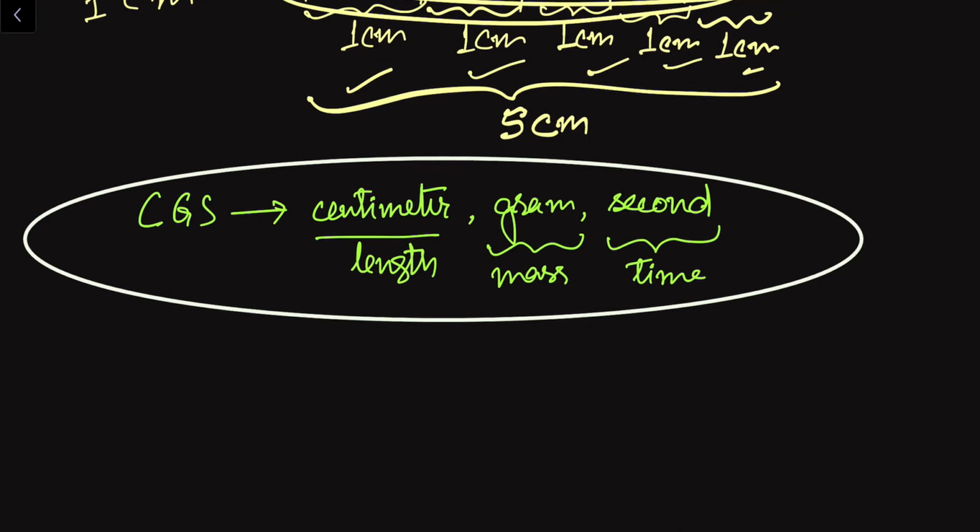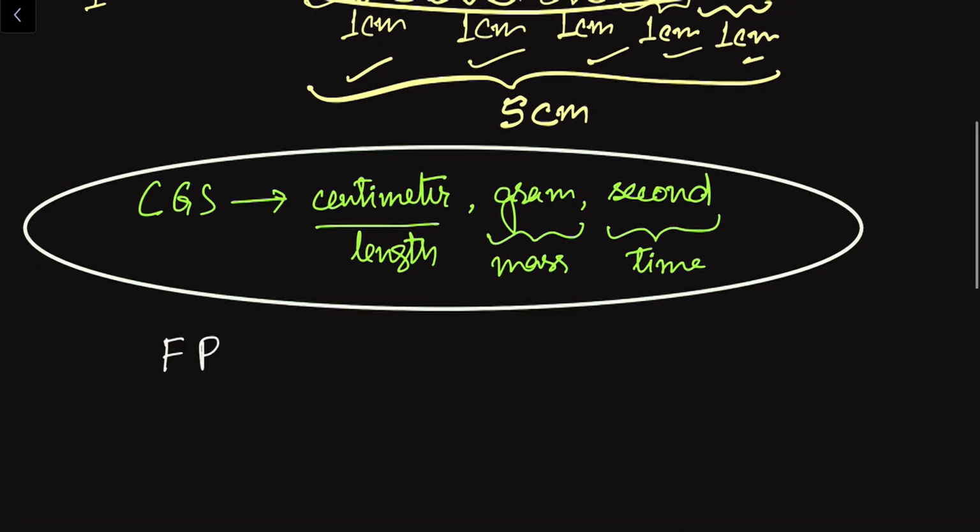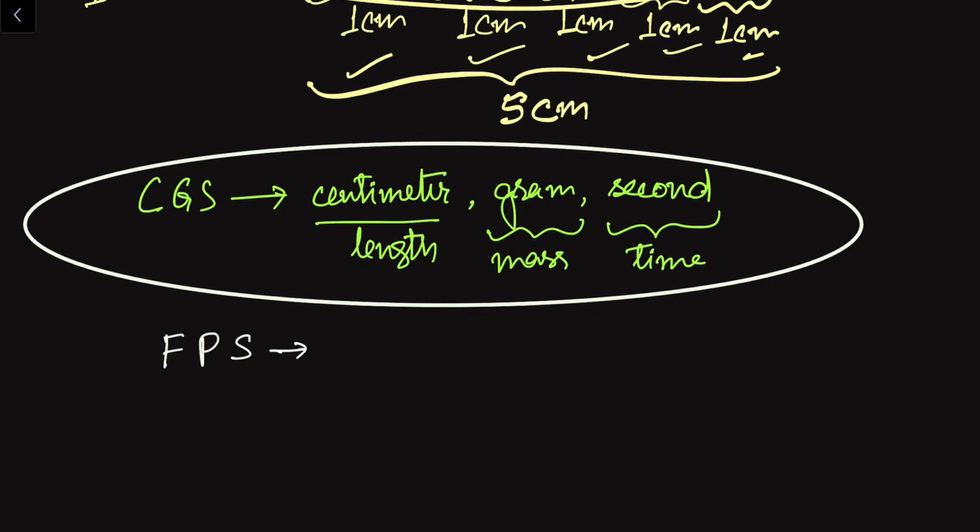There was another measurement system that was used. The second one is FPS. F represents the foot, and 1 foot is equal to 12 inches. P stands for pound, which is the mass unit, and S is the second. Here also the unit of time is the same, second.